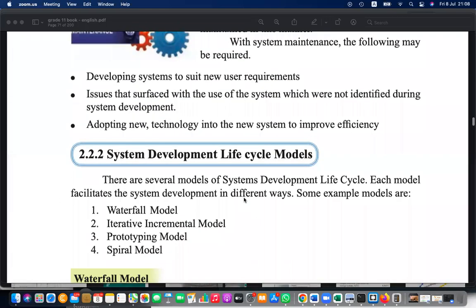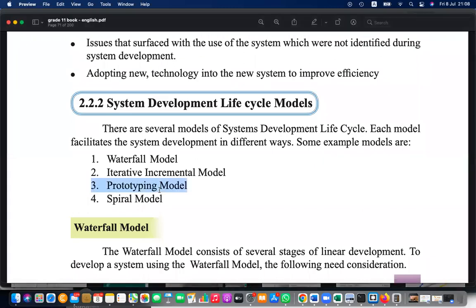So what are these prototyping models? As I said, the prototype is a working model. When requirements are not clear, a prototype is a very good method of identifying the requirements. You can develop it and show it to the user, so that they can say what the requirements are.